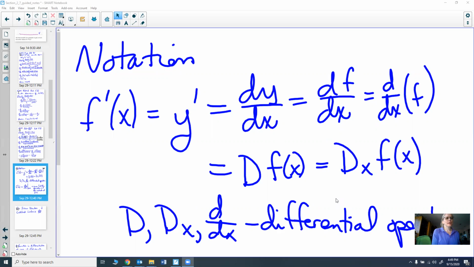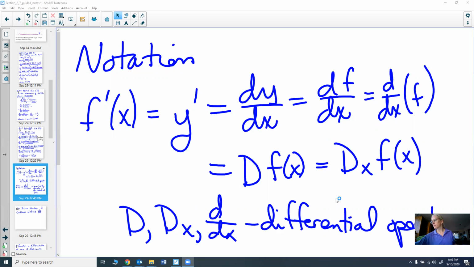This is still in the idea of what is a derivative and what are we doing with derivatives. I want to talk about what notations we use for derivatives. We've been using this f prime notation, but it's not the only notation we use. And so I want to make sure you know what the other notations are that we use.